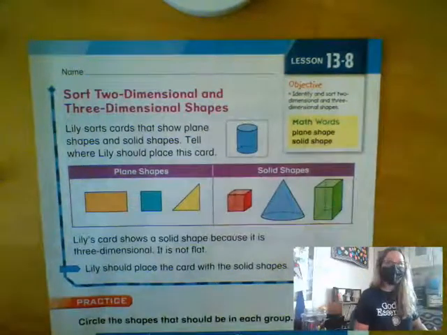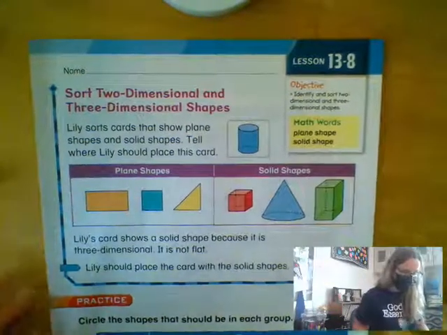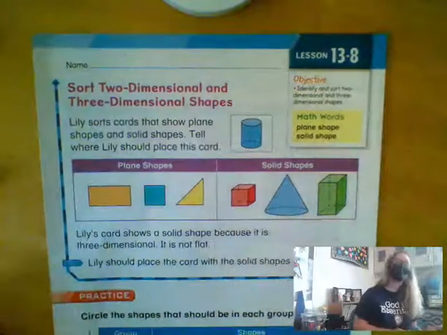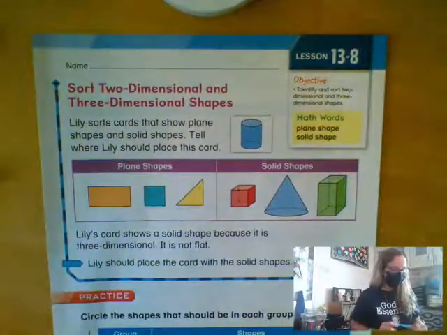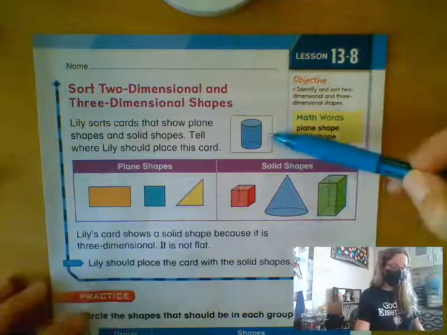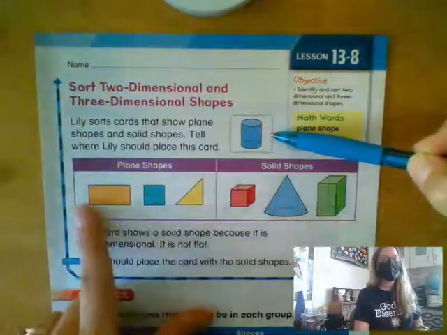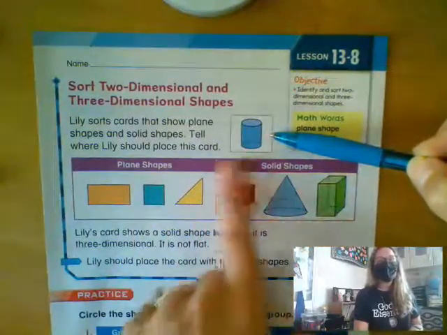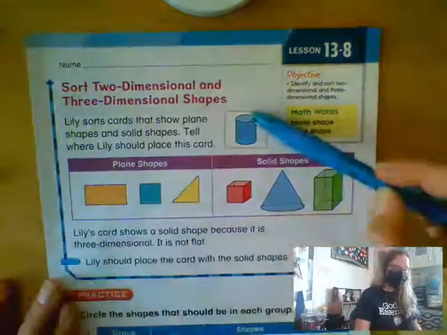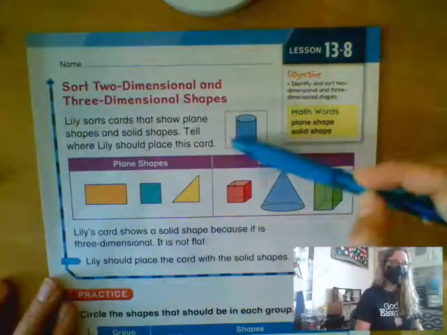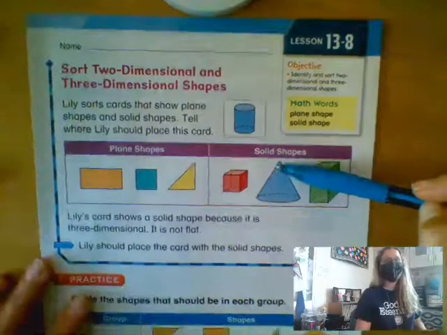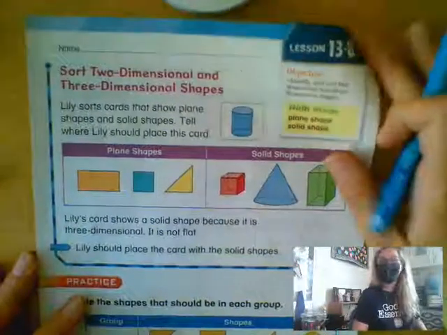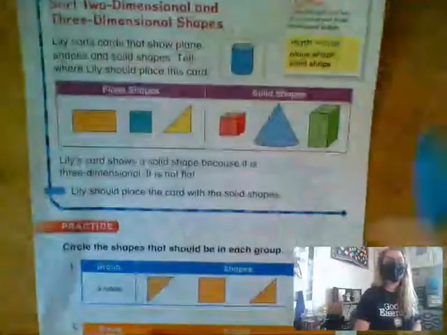So Lily, it says here that you sort cards that show plane shapes and solid shapes. Tell where Lily would place this card. So our plane shapes, those look like all of our 2D shapes. And our solid shapes look like our 3D shapes. So Lily, where would this card go? In the 3D or solid shapes. So Lily's card shows a solid shape because it is three-dimensional. It's not flat. So Lily should place the card with the solid shapes. I think this will be a pretty easy lesson for you all.